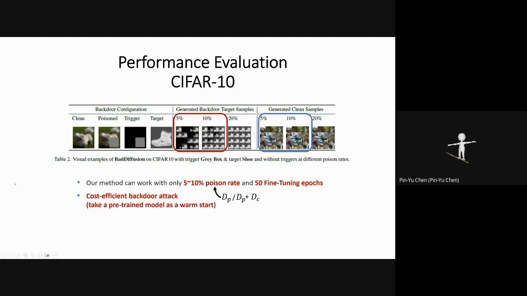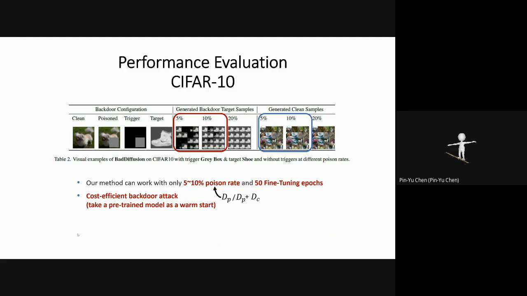So on CIFAR10, what we can find is that we only need to poison about 5 to 10% of the training data, and then only need to fine tune the model with very few epochs. The most is like 50 epochs, and then we can effectively inject backdoors into the stable diffusion model. This is actually a very worrying sign, because it means this attack can be made very cost effective. By cost effective, I mean you only need to poison a very small amount of data. And also the attacker only needs to start from a pre-trained model and fine tune it to enable the backdoor, instead of training the model from scratch.